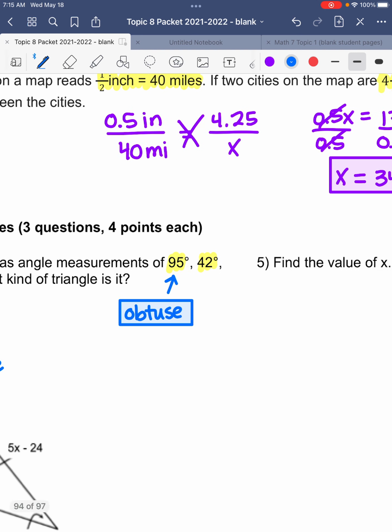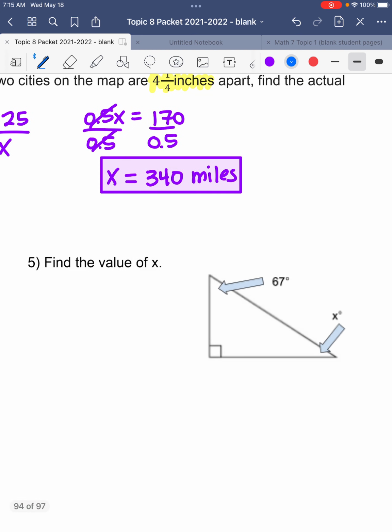Okay. Let's move on to number 5. Find the value of x. Well, we know that one angle measurement is 67 degrees. And we have this one is labeled as x, and then this one isn't labeled at all. But this square right here is really important. When I see a square inside of an angle, I know that that's a right angle. So I know that that angle is exactly 90 degrees.